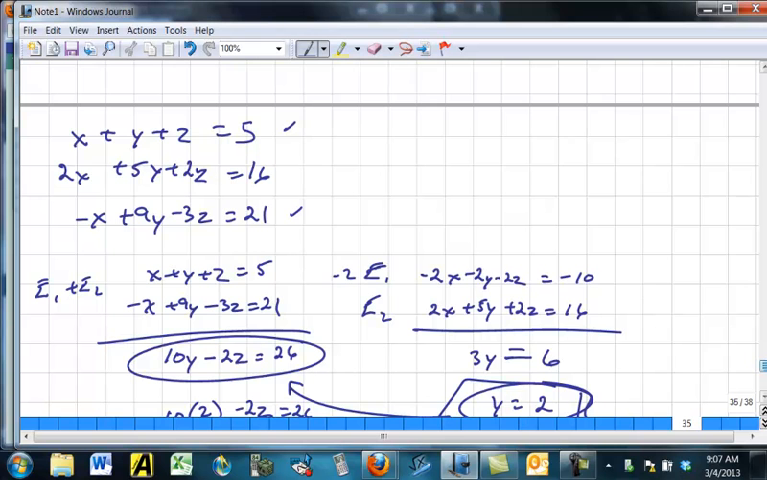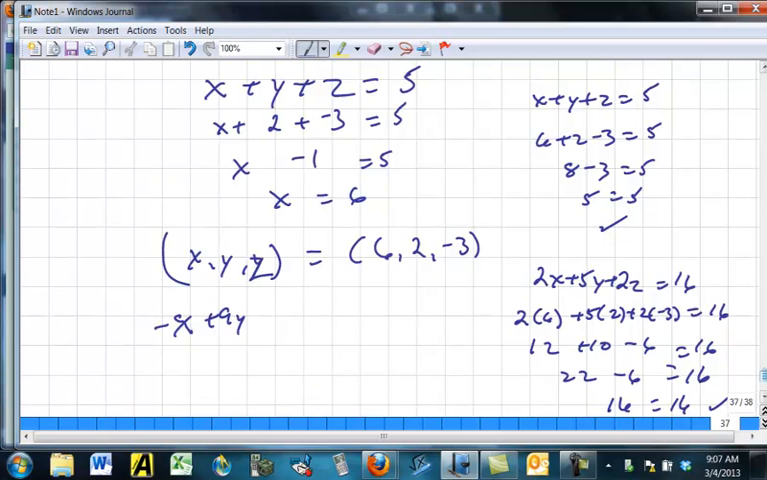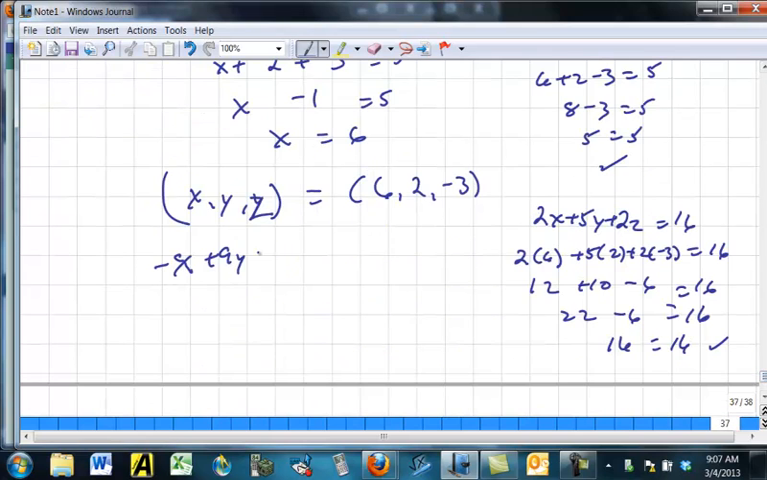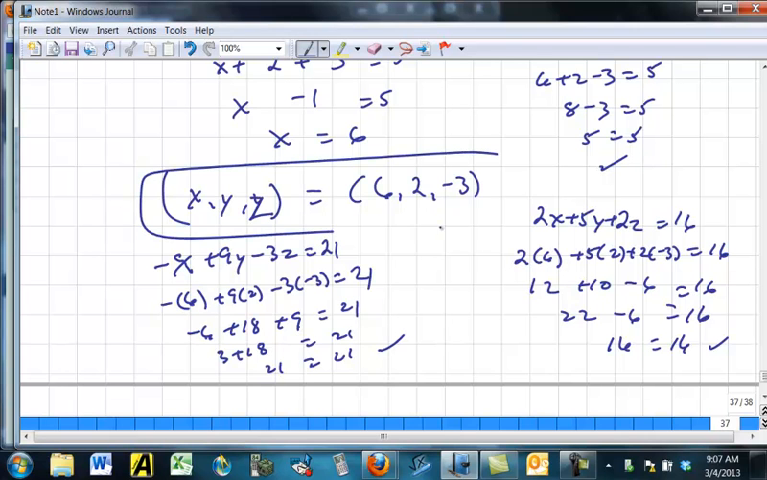Let's check the third one. Negative x plus 9y minus 3z equals 21. Okay, negative 6 plus 9 times 2 minus 3 times negative 3. It's supposed to be 21. Let's see. Negative 6 plus 18 plus 9. Negative 6 plus 9 is 3, plus 18 is 21. Checked in all three, we got it.